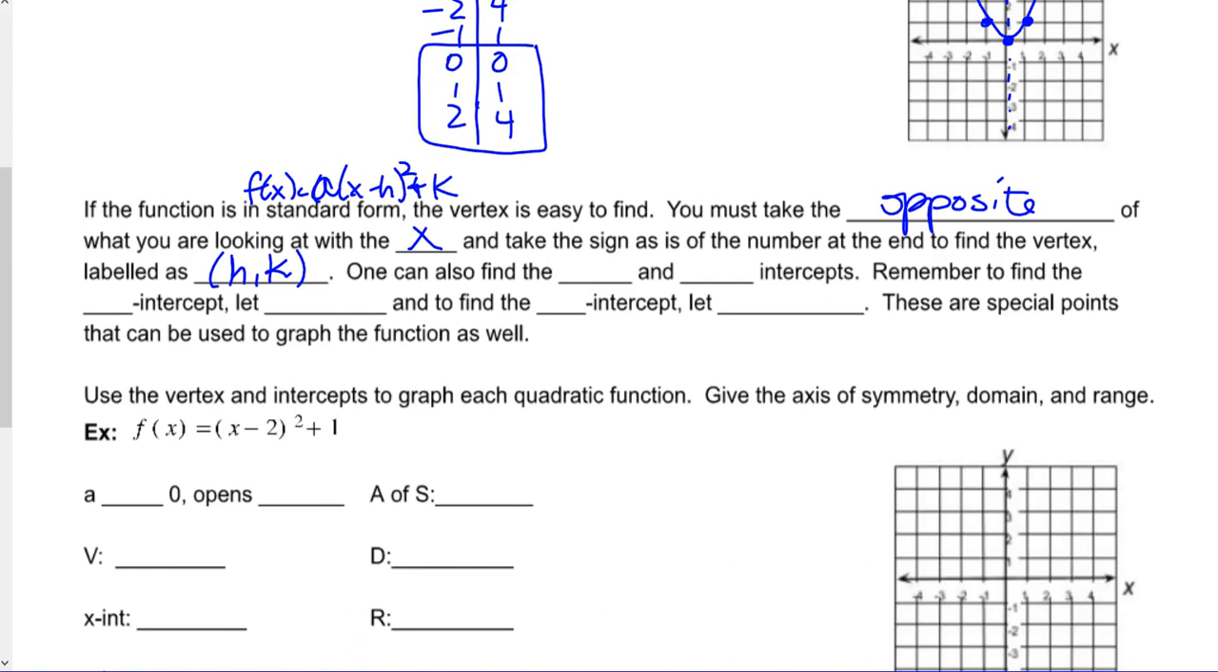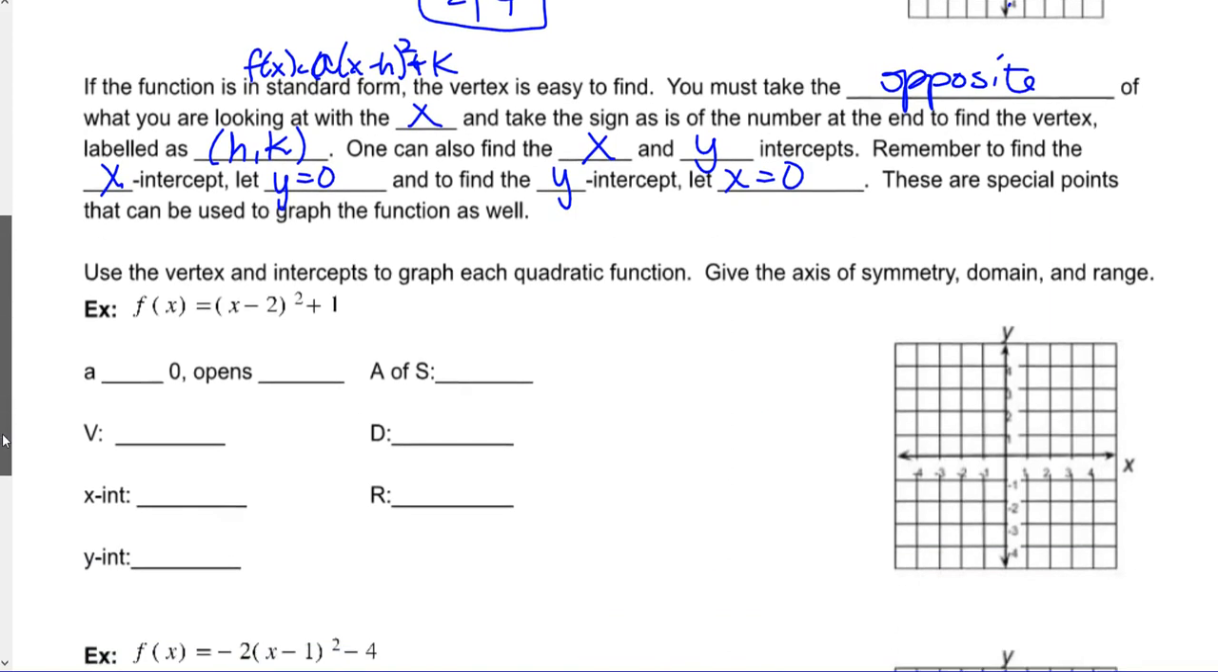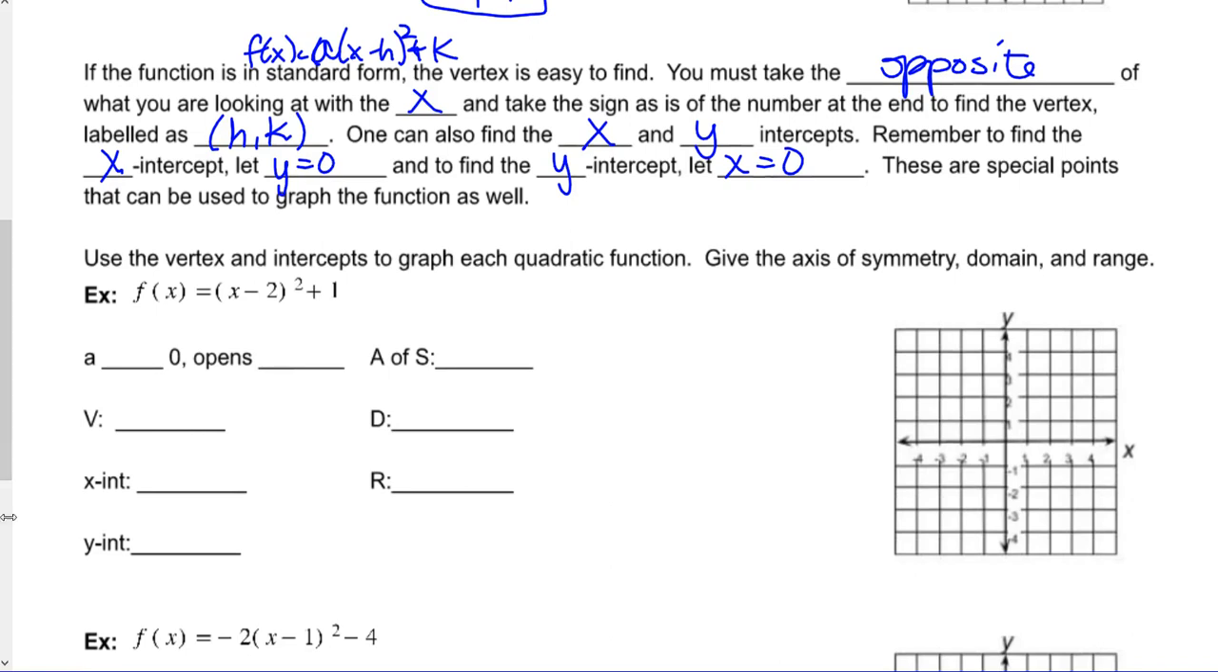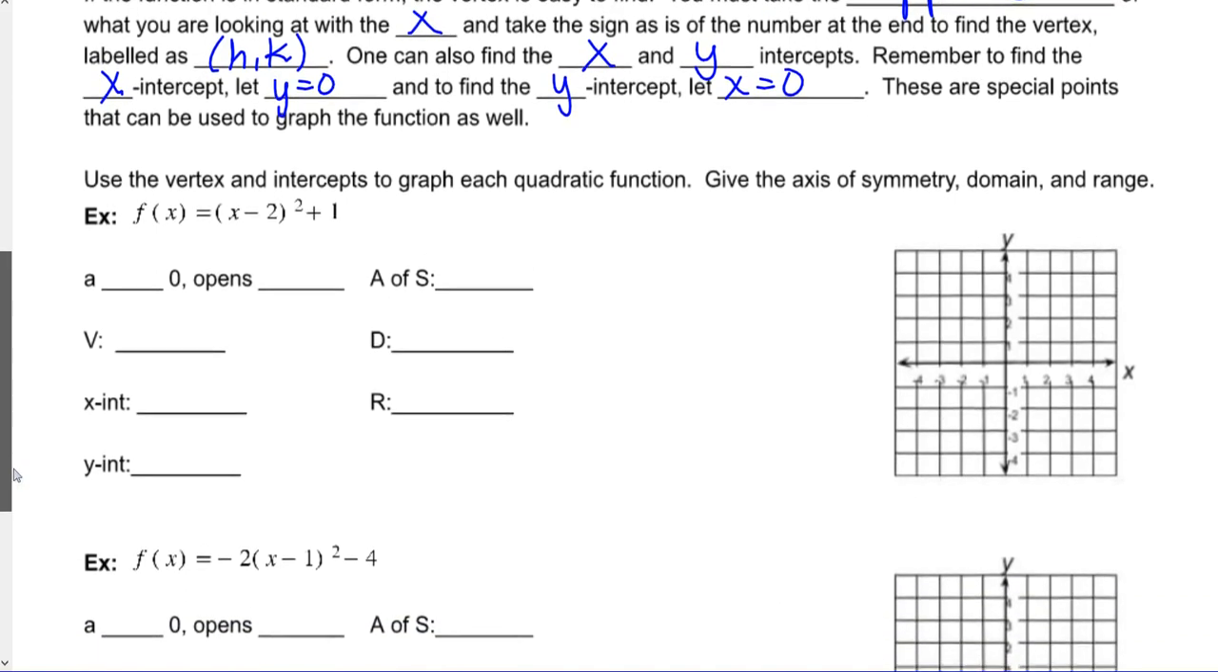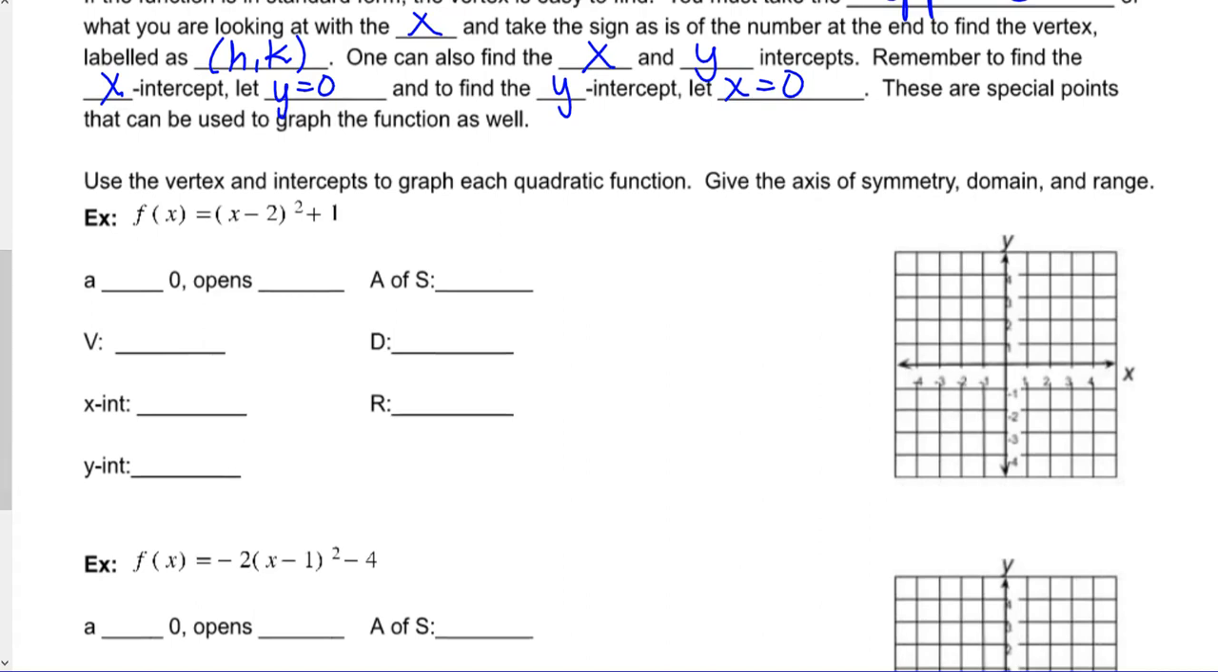Okay? One can also find the x and the y intercepts. Now, remember how to find the x-intercepts. We have to let y equal 0, because it was kind of opposites, if you remember that from chapter 2. And when we're finding the y-intercept, we have to let x equal 0, and these are going to be special points that we can use in order to guide and help with our graph, okay? So we're going to put all of that together here in a couple examples to show you how we can do that when it's in standard form.